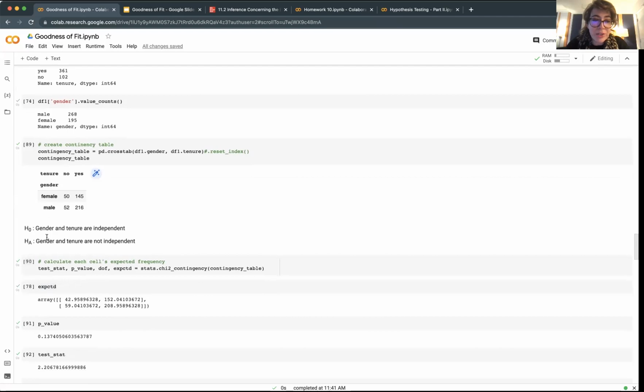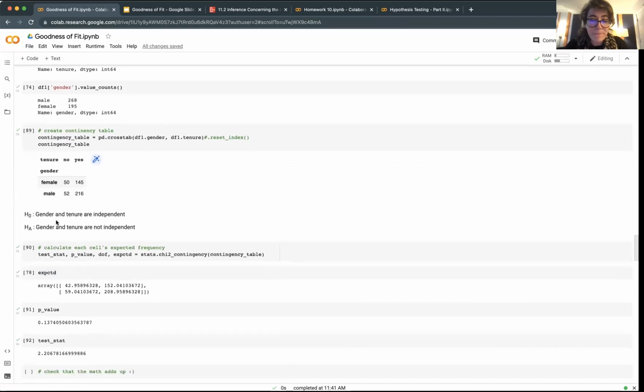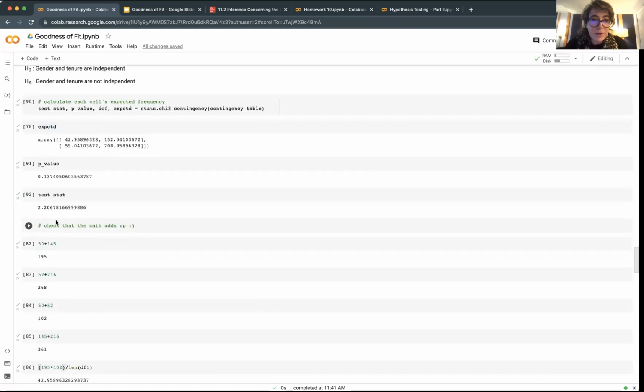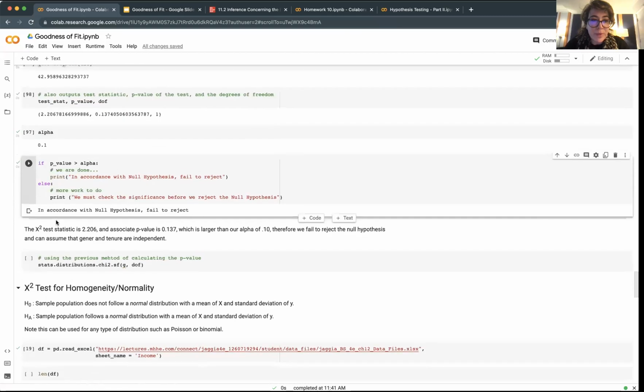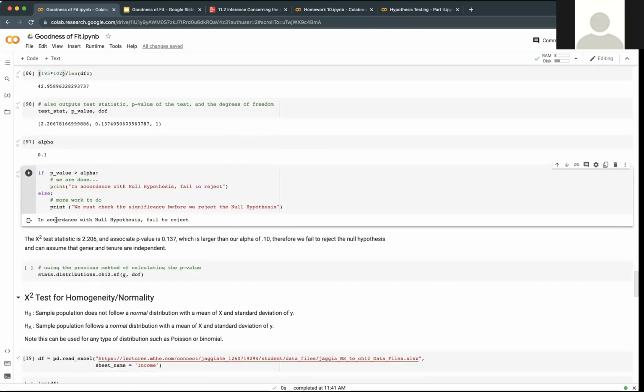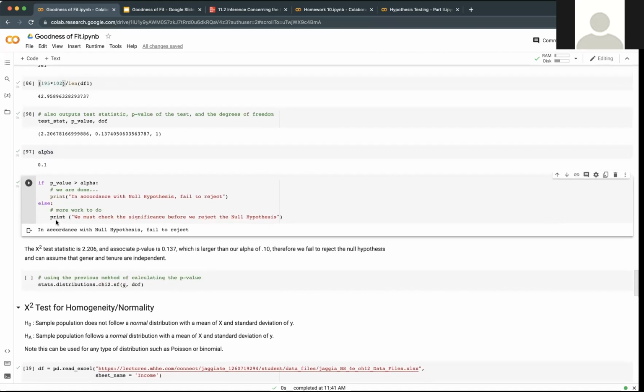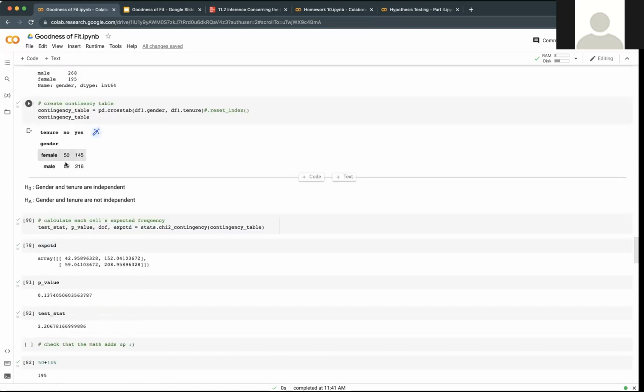So we're saying gender and tenure are independent of each other, which means there's not any type of dependence of gender based on you getting tenure or not. Because that's a really interesting conclusion, because when you look at just the straight numbers of the chart, there are significantly more men that say yes, they did get tenure.